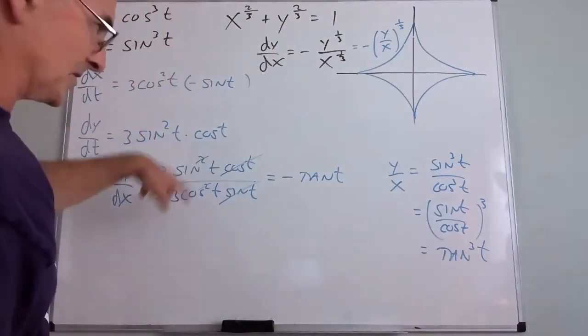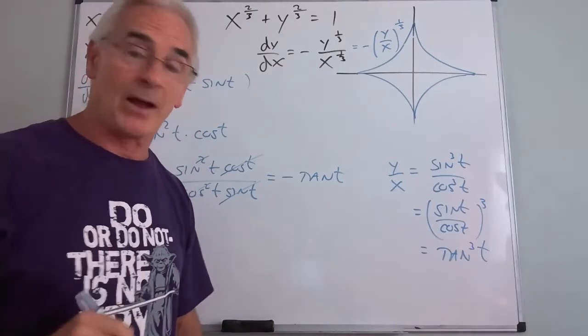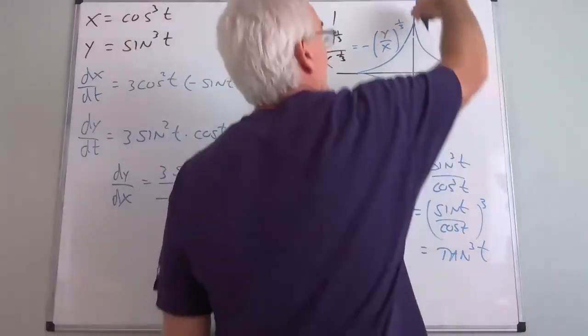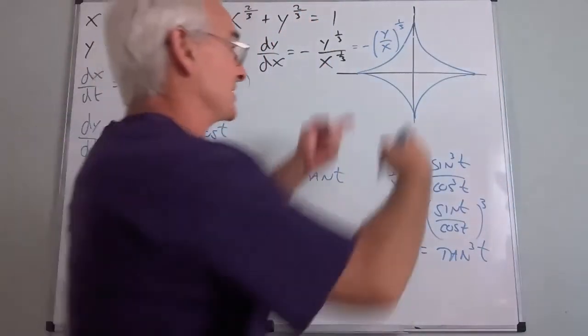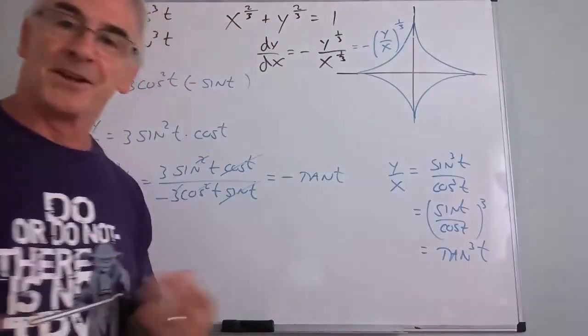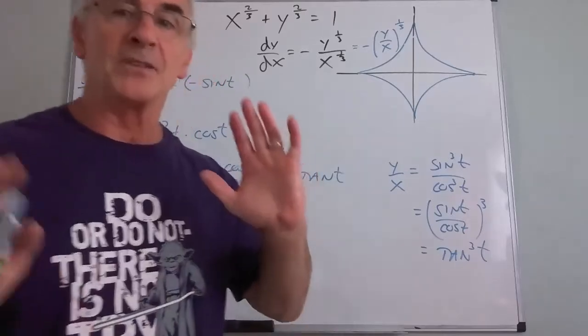But wouldn't you agree that this was a little less terrifying, a little easier to manipulate? Plus now, tangent is not defined at pi over 2, and at pi over 2 and 3 pi over 2 is where I have my vertical cusps. Tangent is 0 at 0 and pi. Aha. So again, it verifies. Kind of cool.